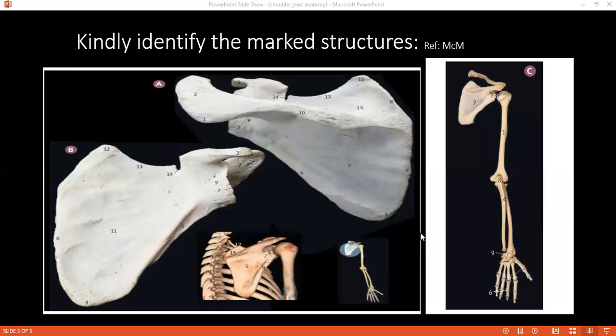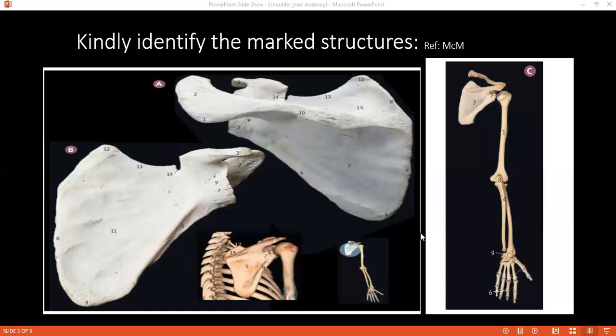Okay, can you please tell me what you understand by the term rotator cuff? Rotator cuff is a group of muscles which helps in stabilization and different movement at the shoulder joint. It consists of supraspinatus, infraspinatus, teres minor, and subscapularis.